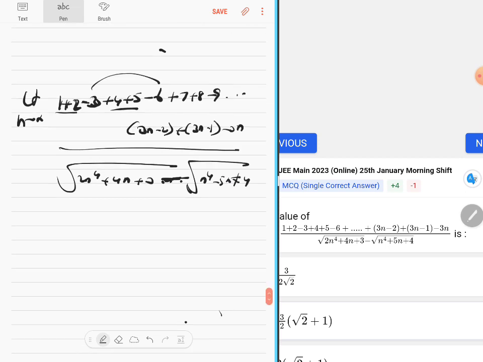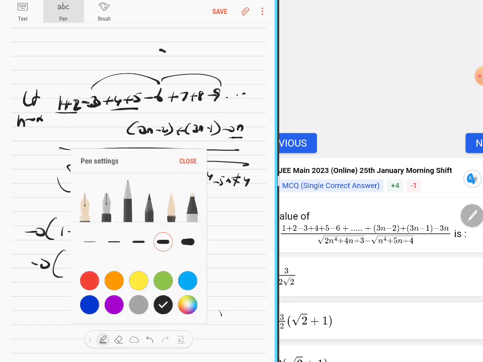Let's take 3, 6, 9 and all together. When you take minus 3 out, you'll get 1 plus 2 plus dot dot dot till n, and you know the sum is n into n plus 1 by 2. So we got the summation of all this. Let's look at the other one.